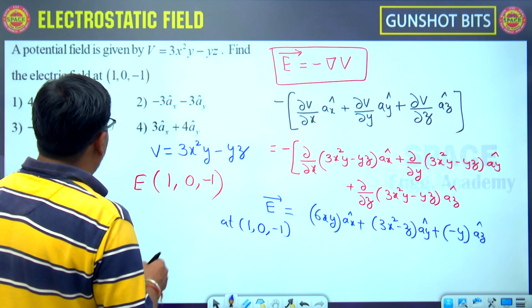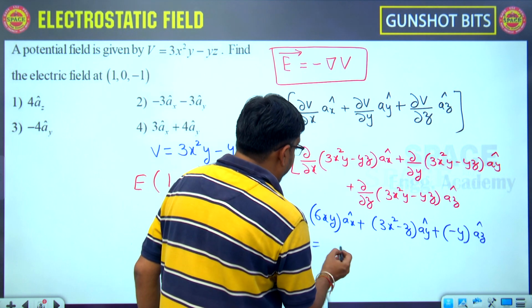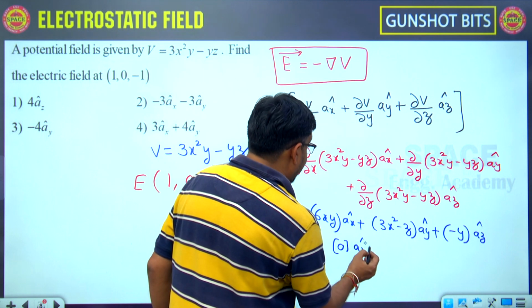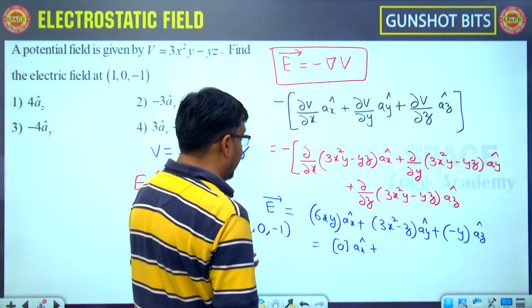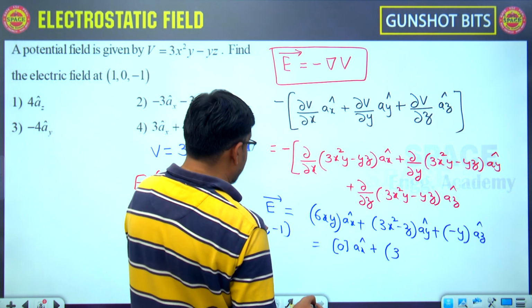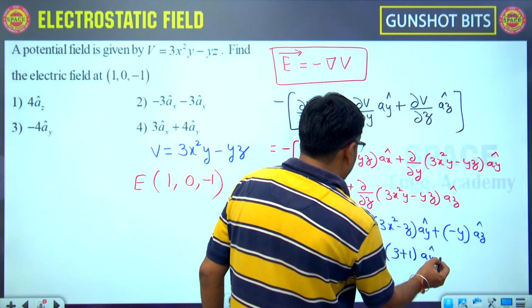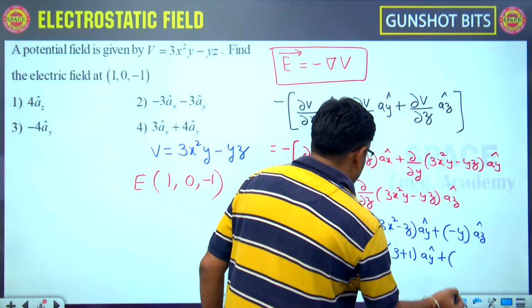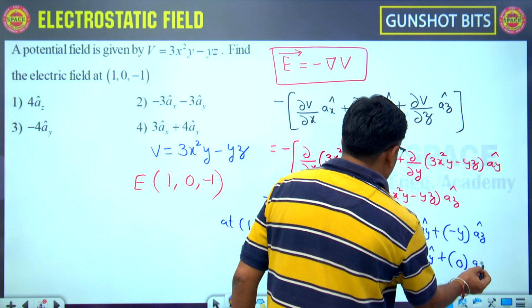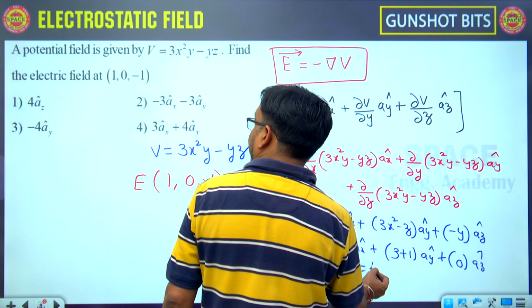Then here what happens? X equal to 1 but y value 0. So first term becomes 0 Ax cap. Second term 3x square, that is 3 minus of minus plus 1 Ay cap, and plus minus 1. So that is also y value 0, so I am writing here 0 Az cap. So simply here the answer is 4 Ay cap.